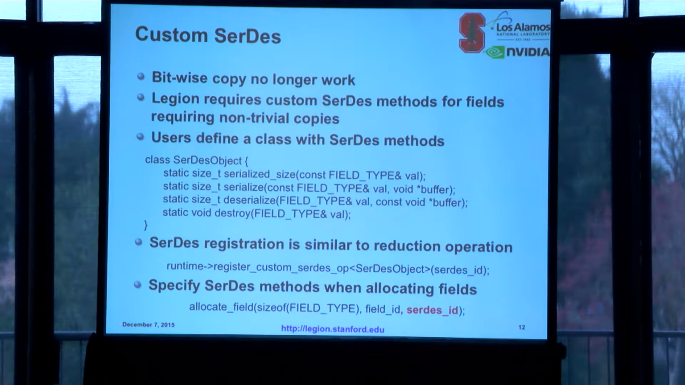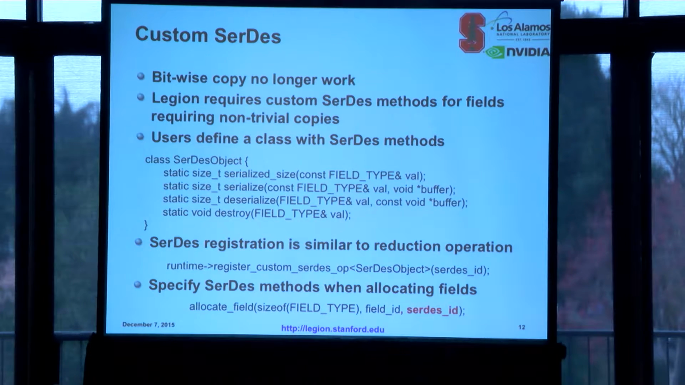So the user needs to define a class with 4 methods. The first method just tells Legion, given a reference to the opaque data structure, how much memory we need to serialize that data structure. The next 2 methods tell Legion how to serialize and deserialize the opaque data structure. The last one is to destroy the opaque data structure, because Legion may create some other local copies, and upon completion, Legion needs to invalidate the local copies. Therefore, the application needs to tell Legion how to destroy the created opaque data structure.